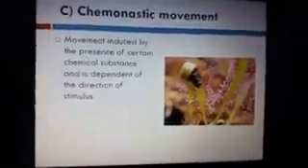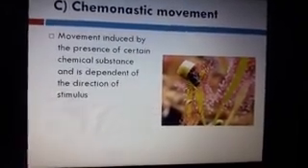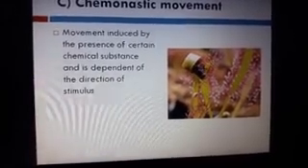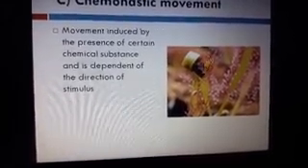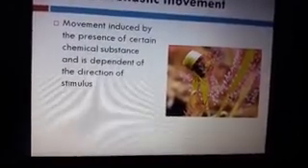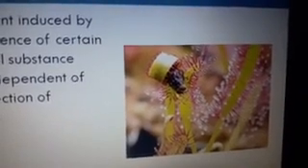Next is chemonastic movement. Chemonastic movement is the movement induced by the presence of certain chemical substances and is independent of the direction of the stimulus. And the example is like this Drosera plant, which is showing a positive chemonastic movement, in which the tentacles curve in response to the soluble protein placed in the center of the leaves, like this.